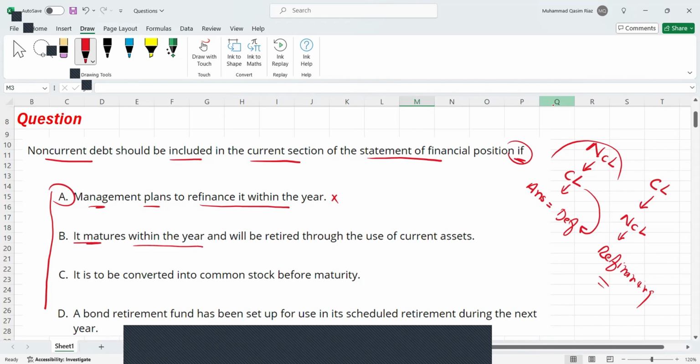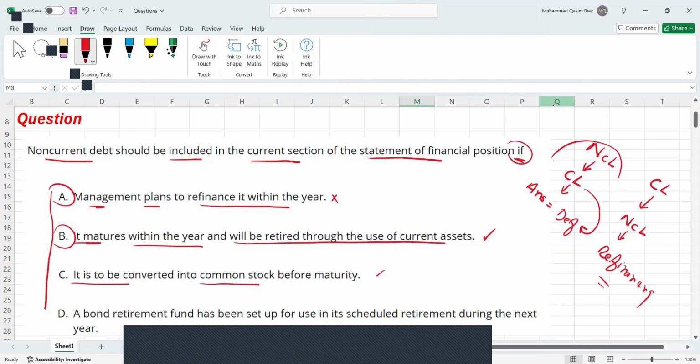Option B, if it matures within the year and will be retired through the use of current assets. Actually this is the definition of current liability, because we say the current liability is the liability which will be settled within 1 year, or operating cycle whichever is longer. And obviously we always use current assets. Maybe we can use cash to pay a current liability, or maybe we can use other current assets. Sometimes current liabilities can be settled by creating another current liability. For example, maybe I have taken a loan to repay the existing liability.